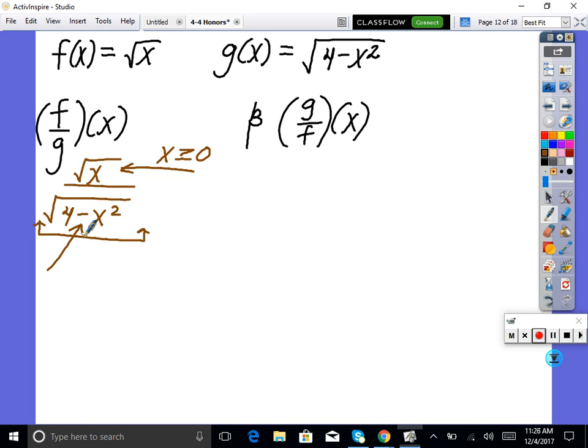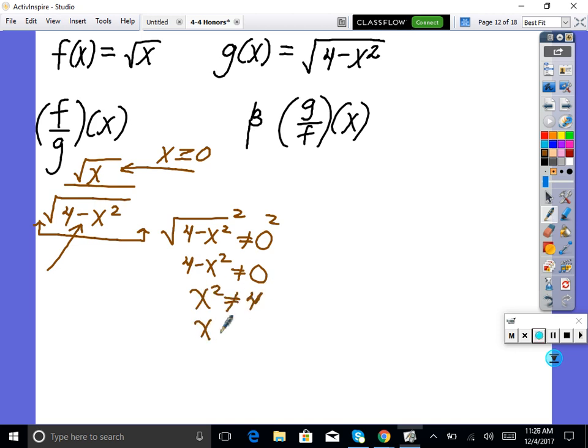We know that the entire bottom, the square root of 4 minus x squared, cannot be 0. True statement. Solve for x, square both sides. 0 squared, 0. So we have 4 minus x squared cannot equal 0. Subtract 4, divide by negative 1, correct? So x squared cannot equal 4. So x cannot equal plus or minus, because we would square root both sides, plus or minus 2. So I'm going to just add that into my restrictions. X cannot be 2 and x cannot be negative 2.